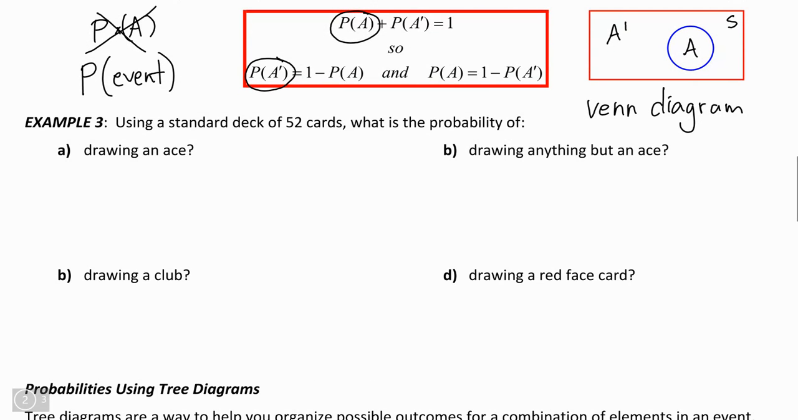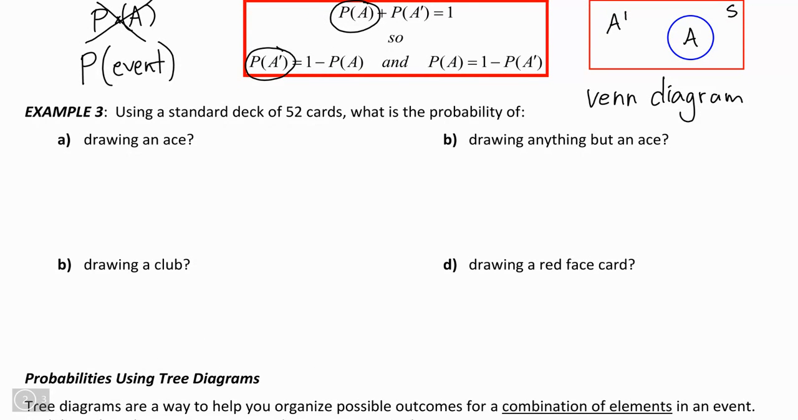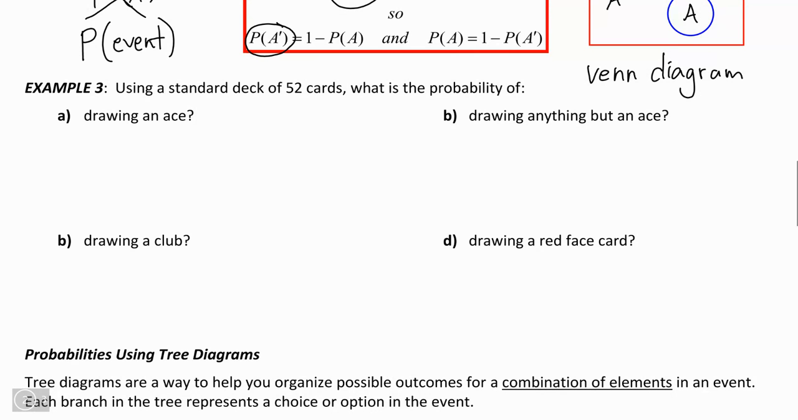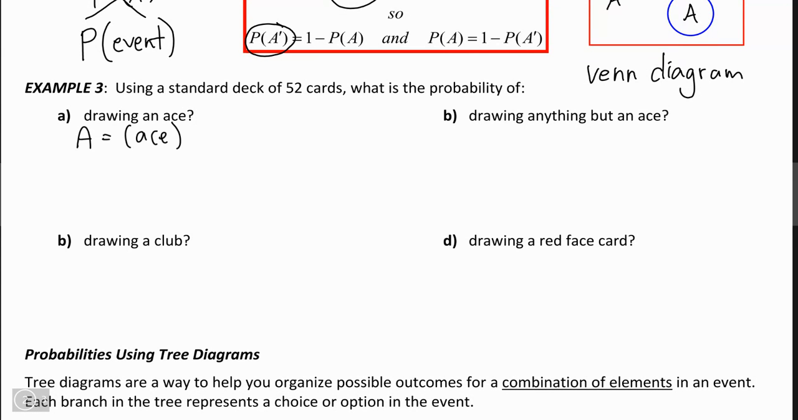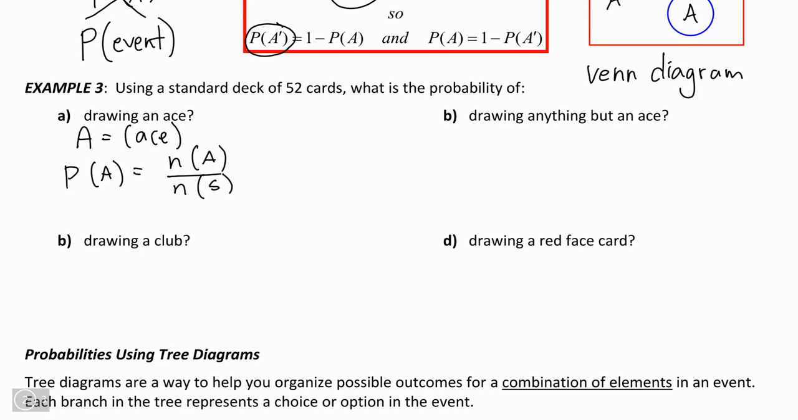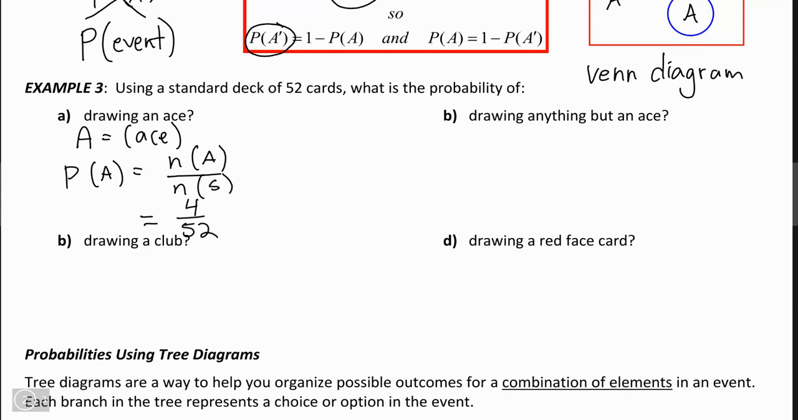Example number 3. Using a standard deck of 52 cards, what is the probability of drawing an ace? So my event is drawing an ace. The probability of drawing an ace is equal to the number of aces in the deck divided by the total number of cards. The number of cards is my sample space. The number of elements in my sample space is 52. If there are 4 aces in the deck, it's 4 divided by 52, and that's going to give me my probability.